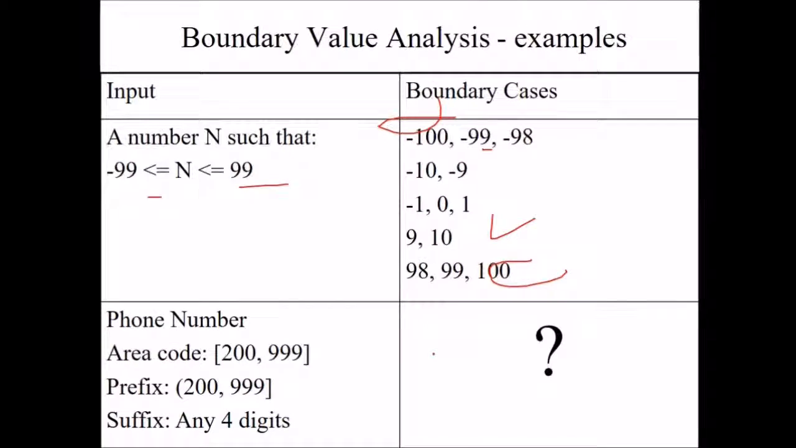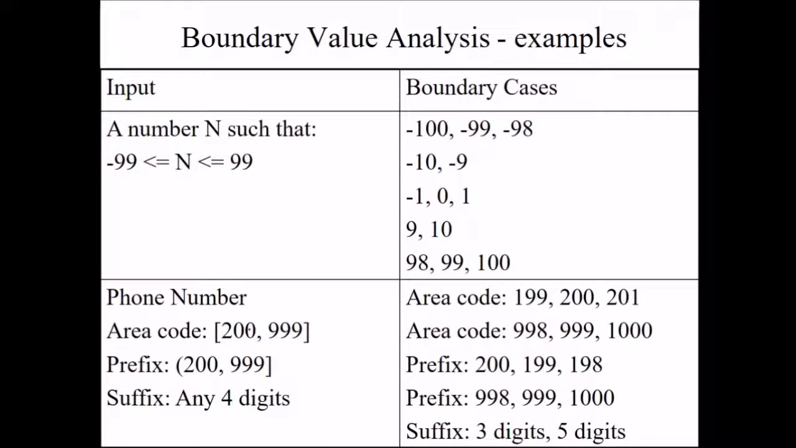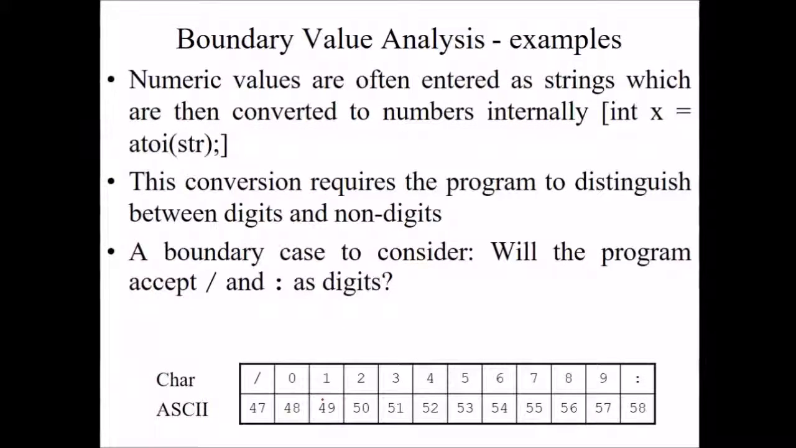And here also the same explanation goes. You need to check area code below 200, above 1999, and if, for example, the suffix is any four digits, then you have to check for 3 digits also and 5 digits also. Means one minus and one plus. So numeric values are often entered as strings, which are then converted into numbers internally, because internally all combinations and permutations are seen as numbers only as far as computer science is concerned. So these conversions require the program to distinguish between digits and non-digits.